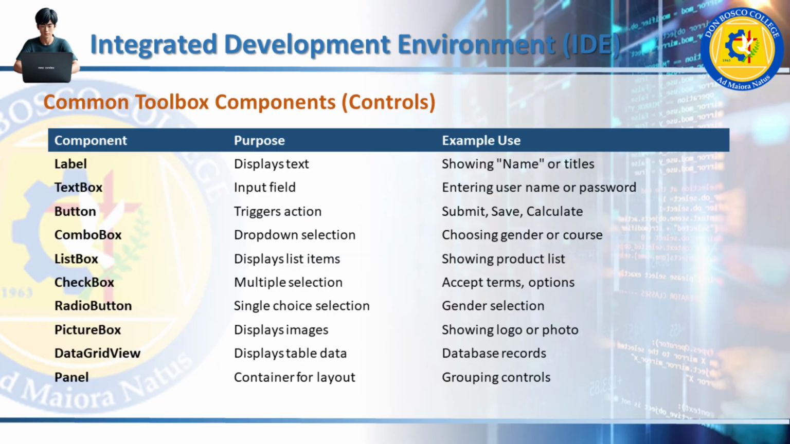The following are the common Toolbox components in C# Windows Forms. Label is used to display text. Text box is an input field for entering data. Button is used to trigger actions. Combo box provides a drop-down selection. List box displays a list of items. Checkbox allows multiple selections. Radio button is used for single-choice selection. Picture box displays images. Data grid view is used to display table data, and panel is used as a container for organizing layout and grouping controls.